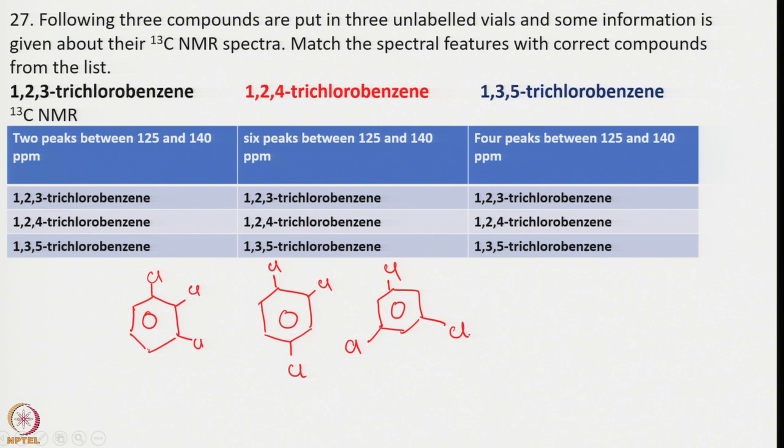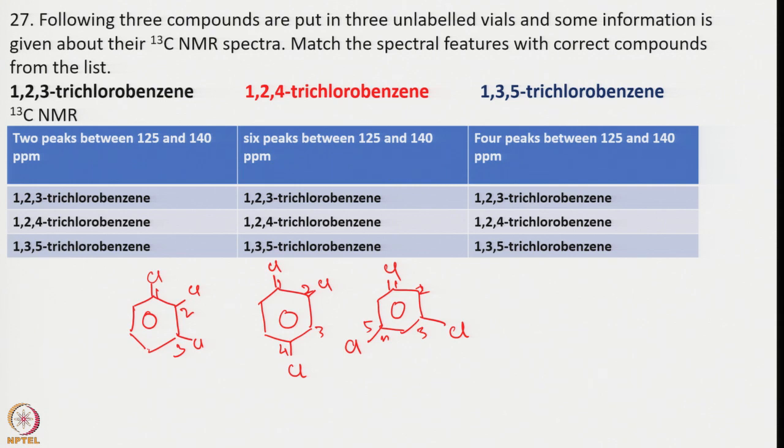So I have written all three substituted chlorobenzenes here. It is 1,2,3 here. It is 1,2,4 here. It is 1,3,5 here. So now, what is the question here? Two peaks between 125 to 140. So we have to identify.